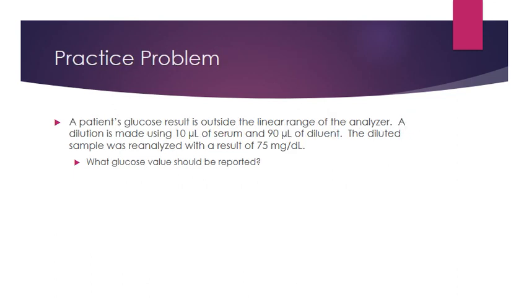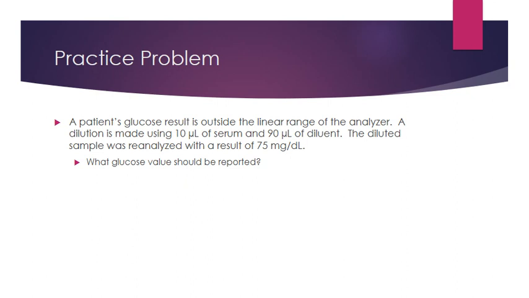So here's our practice problem for this. A patient's glucose result is outside the linear range of the analyzer. A dilution is made using 10 microliters of serum and 90 microliters of diluent. The diluted sample was reanalyzed with a result of 75 milligrams per deciliter. What glucose value should be reported?